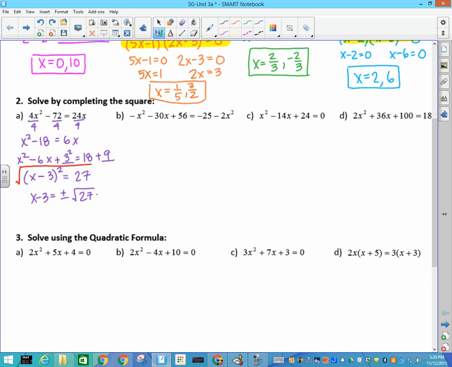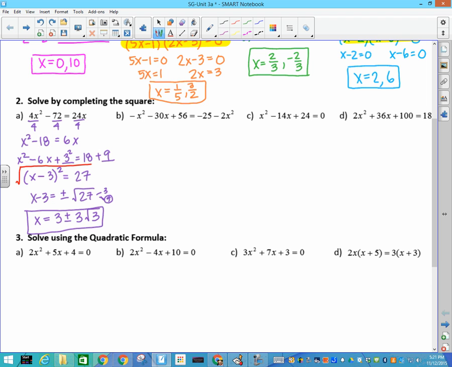Okay, and 27, y'all are better at this because we've been practicing. 27 is 9 times 3, and 9 is that perfect square. So that means that I also have to take the 3 to the other side because when you solve, you're trying to get that x all by itself. So I will add the 3 plus or minus the square root of 9, which is 3, and the other 3 stays underneath. So this is what our final answer is.